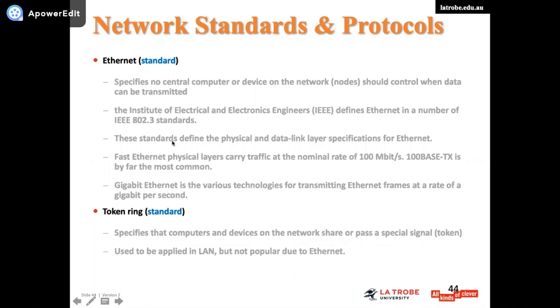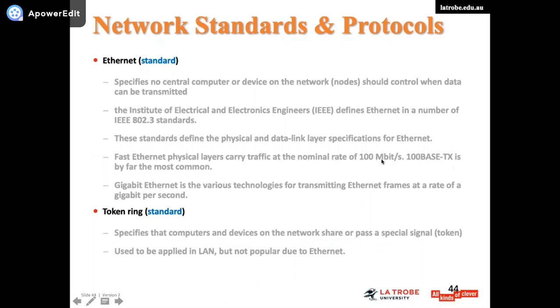And the fast Ethernet physical layers can carry traffic at the nominal rate of 100 megabits per second. Okay, it's bits, not bytes, small b. So 100BASE-TX is by far the most commonly used. Even right now we have much higher-speed Ethernet protocols, but this 100BASE-TX is still the most commonly used.